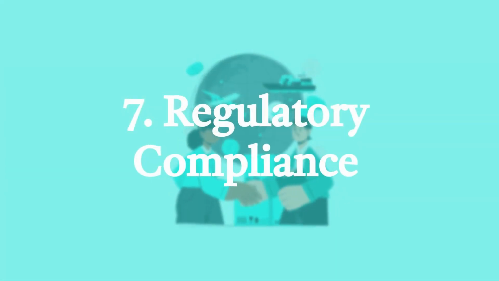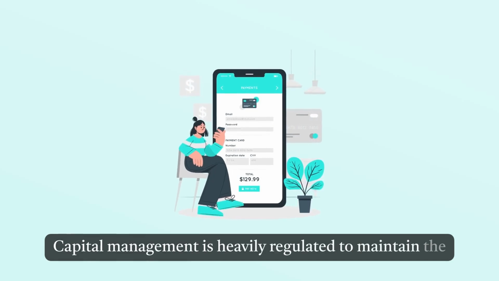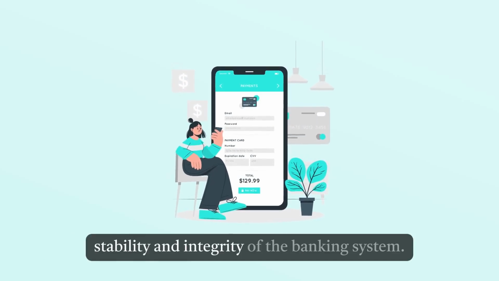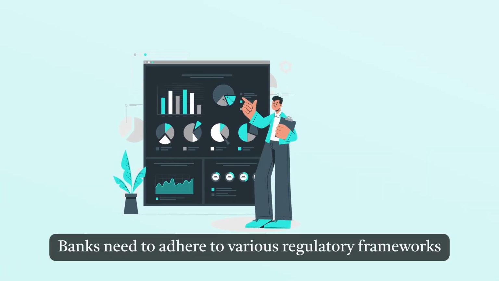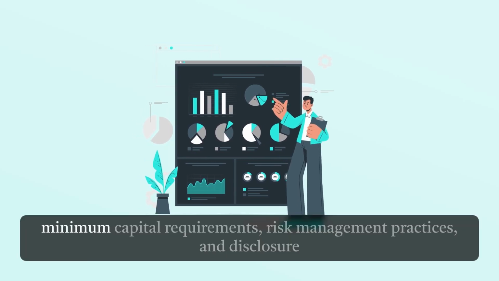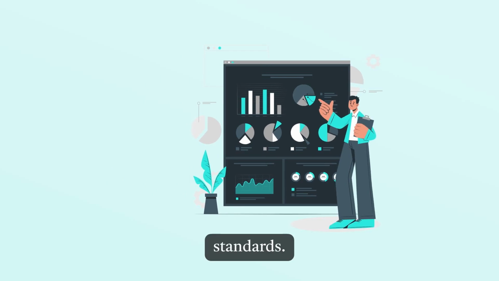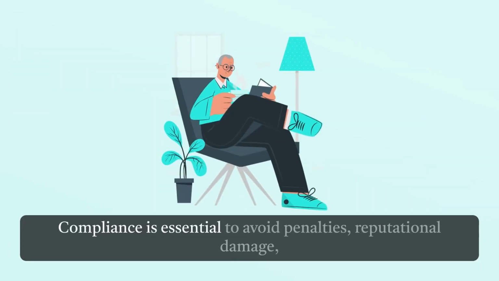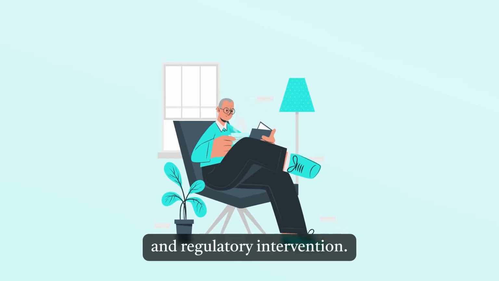7. Regulatory compliance. Capital management is heavily regulated to maintain the stability and integrity of the banking system. Banks need to adhere to various regulatory frameworks and guidelines, such as Basel III, that prescribe minimum capital requirements, risk management practices, and disclosure standards. Compliance is essential to avoid penalties, reputational damage, and regulatory intervention.